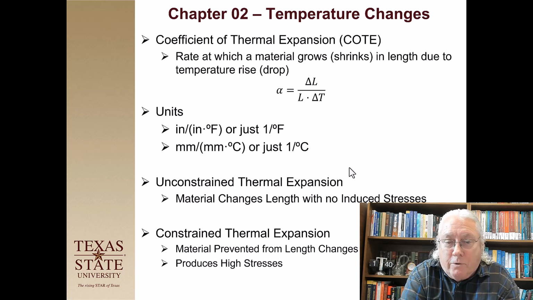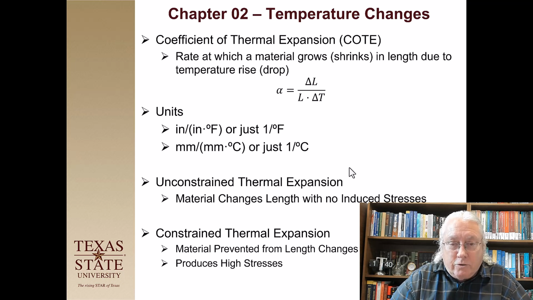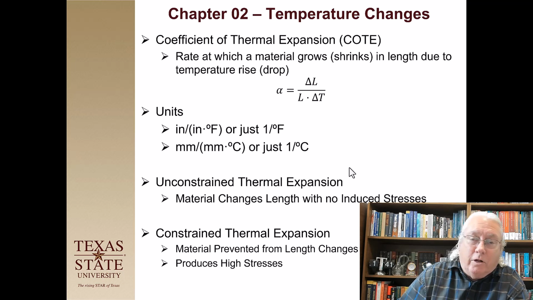There's two types of thermal expansion. You can have unconstrained. Unconstrained thermal expansion means the material just grows or shrinks due to temperature change, but there are no induced stresses involved because there's nothing constraining it from growing and shrinking. However, normally you've got a part that's in an assembly, it's not free to grow or shrink, and that causes constrained thermal expansion, and that's going to produce, turns out, very high stresses potentially, so that's going to be something we're going to look at as well.